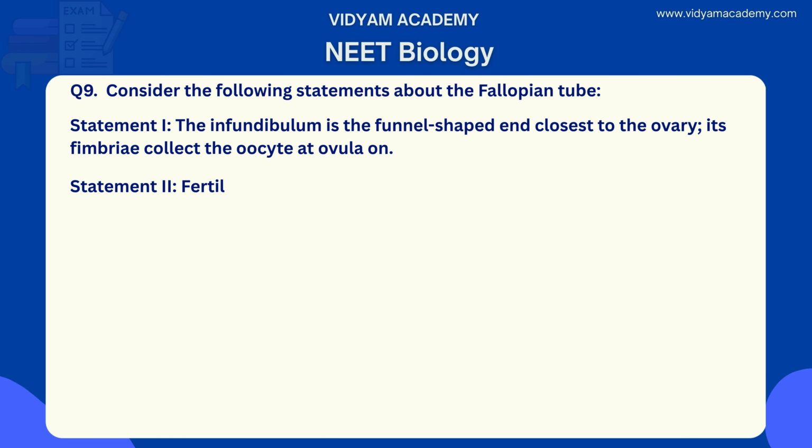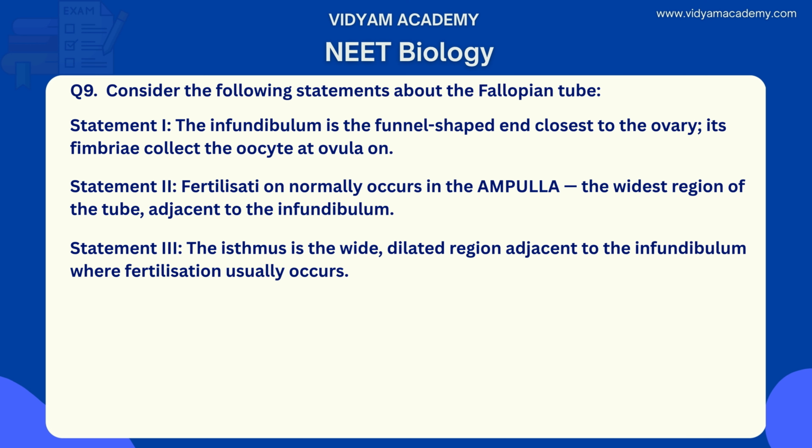Next, question number 9. Consider the following statements about the fallopian tube. Statement 1: The infundibulum is the funnel-shaped end closest to the ovary. Its fimbriae collect the oocyte at ovulation. Statement 2: Fertilization normally occurs in the ampulla, the widest region of the tube adjacent to the infundibulum.